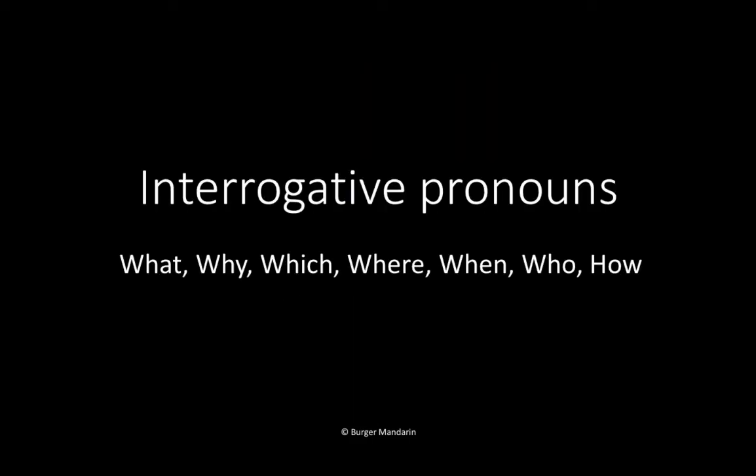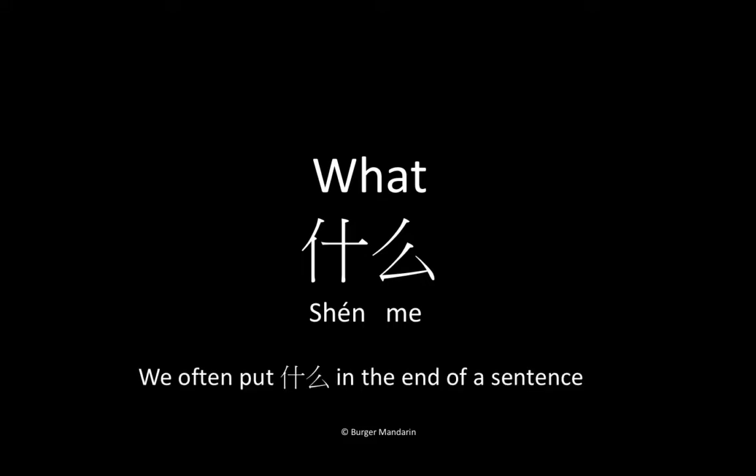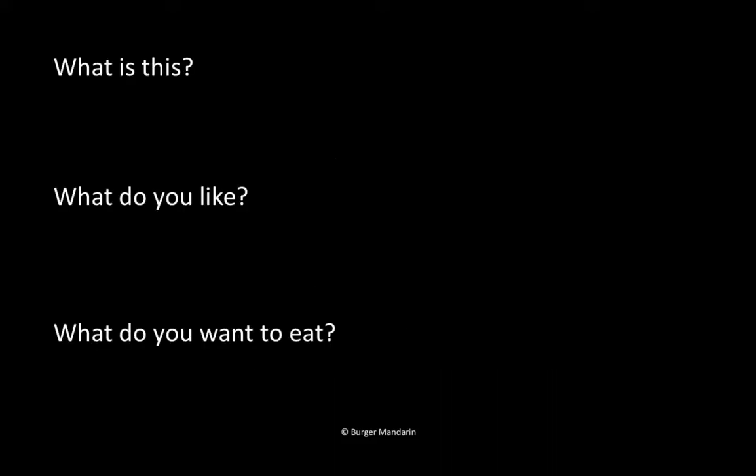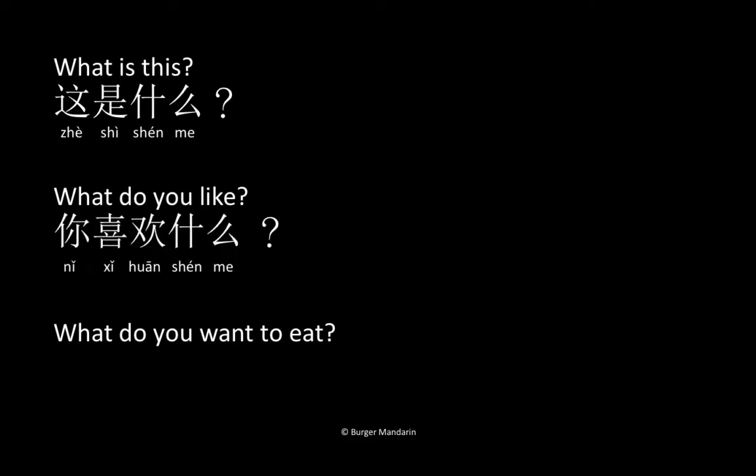Lastly, we're going to talk about interrogative pronouns such as what, why, which, where, when, who, and how. So the Chinese for what is 什么, and we usually put 什么 in the end of a sentence. Now let's take a look at some examples. The way we say what is this is 这是什么. The way we say what do you like is 你喜欢什么.